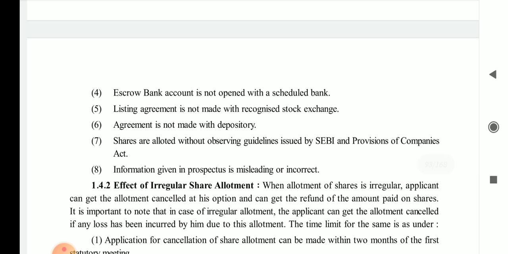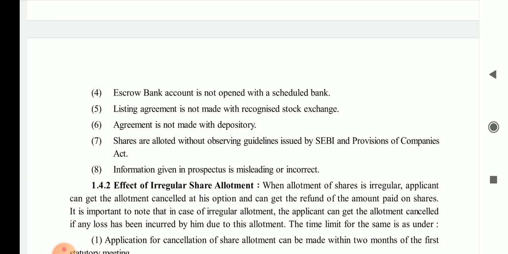Escrow bank account is not opened with the scheduled bank. If you have not opened the escrow account and then after you collected so much amount for your shares and allotted the share to the applicant, it is considered as an irregular allotment.